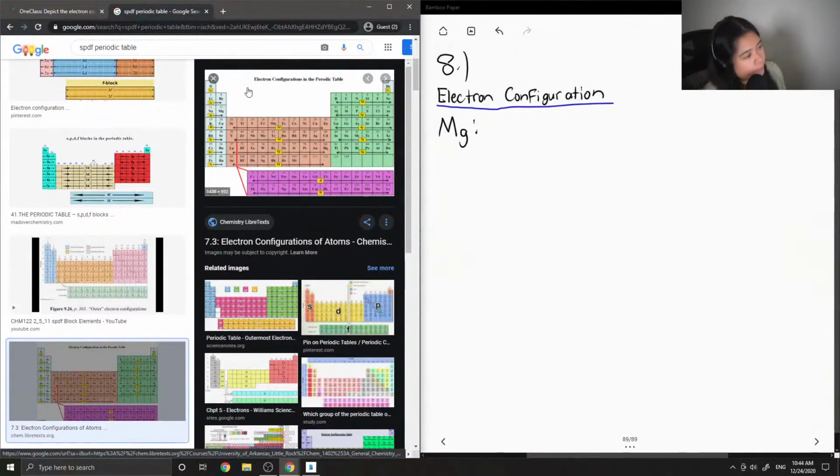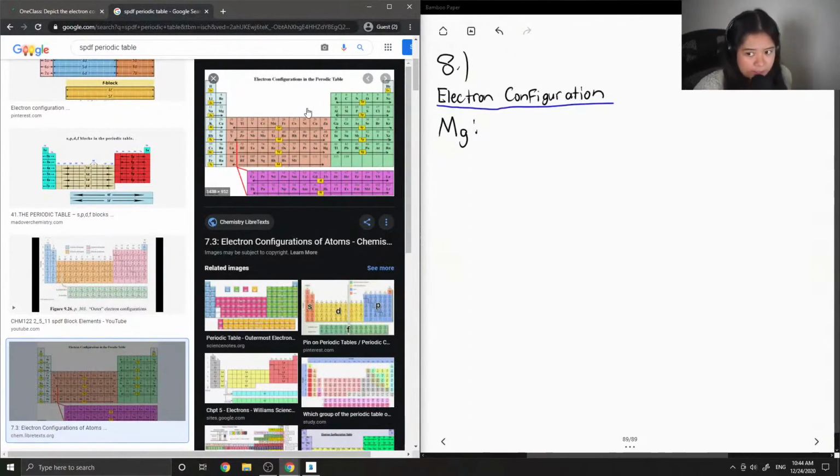So we would want to write the row number first and then the block letter as we move down. And we also want to show how many electrons are in each of the orbitals for that ground state element. Okay, so starting at hydrogen, we can write the electron configuration.